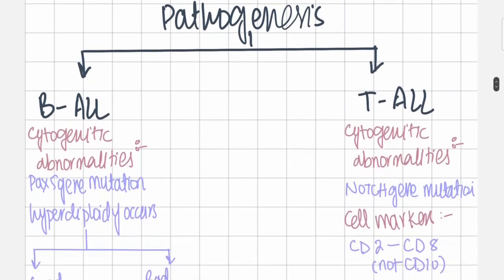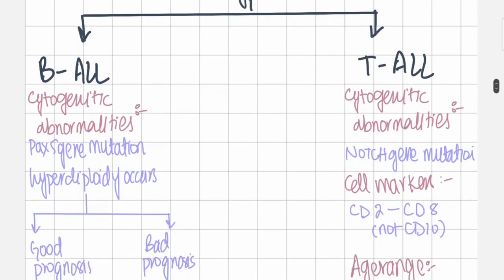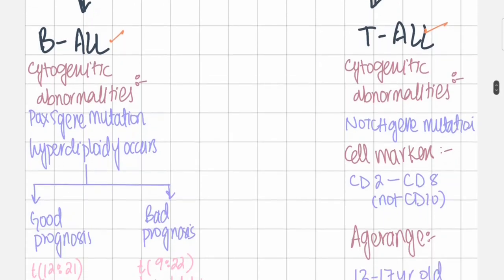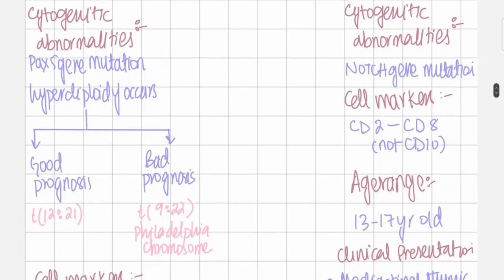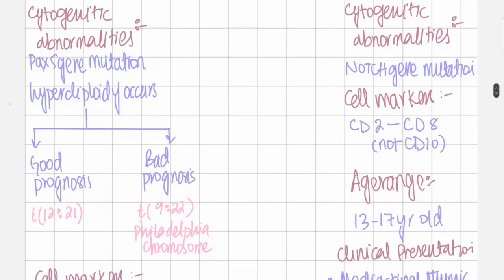Now for pathogenesis, we have two types. We have B-ALL and T-ALL. I call it ball and tall. It's just based on the cell surface markers. Okay, so B-ALL is having an abnormality in PAX5 gene mutation, and mostly hyperdiploidy occurs, and the chromosome number may become more than 50, right? But it's unimportant information.